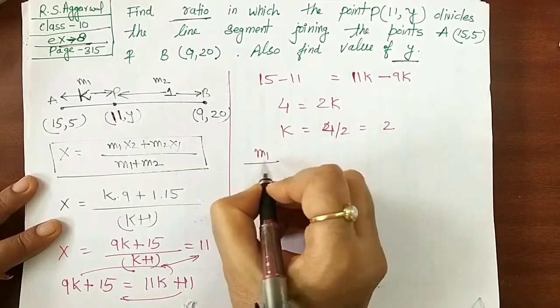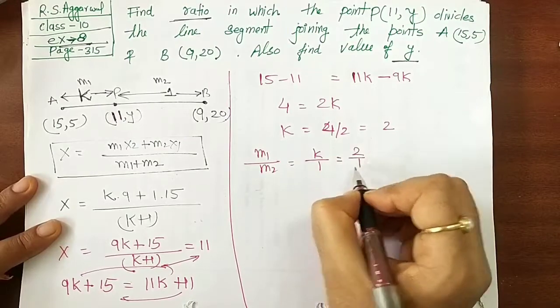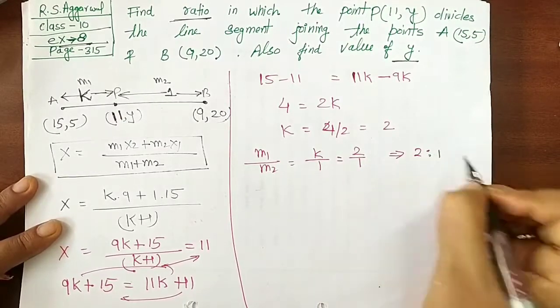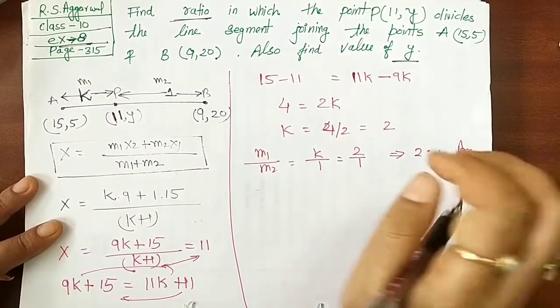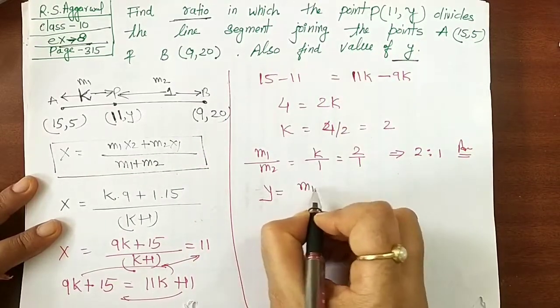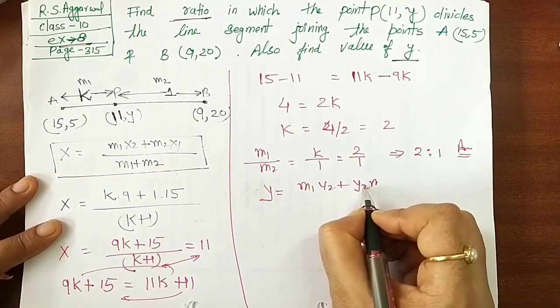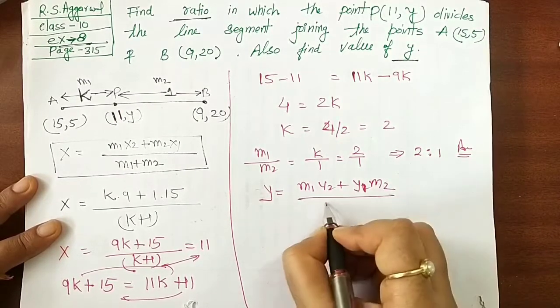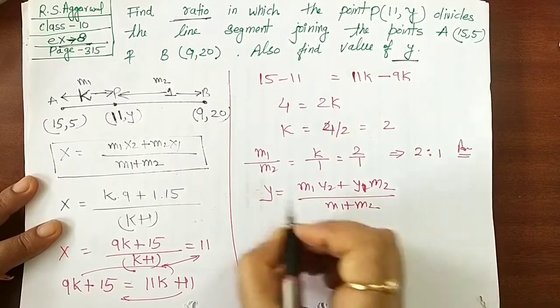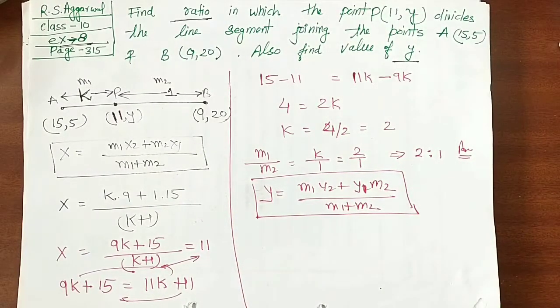So what is my ratio? m1 by m2 was k by 1, and k is 2, so 2 by 1. The ratio is 2 into 1. So this is my answer. But now they are asking what is y. So what is the formula for y? (m1 y2 plus m2 y1) by (m1 plus m2). This is the formula, guys, right?